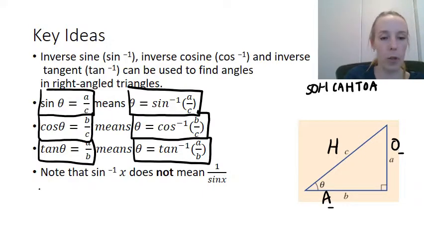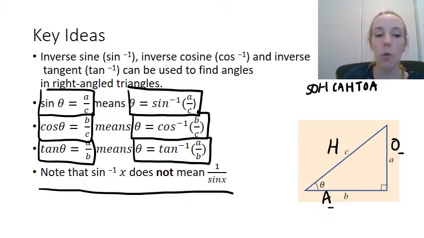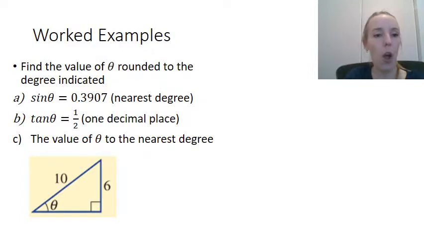Just a note: because we have done negative indices before, sine to the -1 of x does not mean 1 over sine x, so it's not quite the same there. Okay, so here are worked examples using our inverse operations. We have to find the value of the angle rounded to the degree indicated.